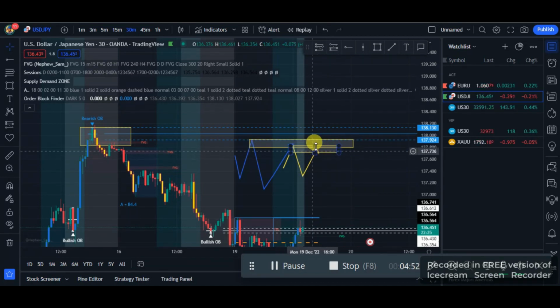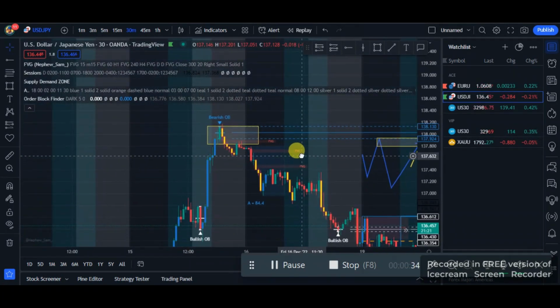Once you see this on the 15-minute time frame, you're going to go down to the 1 minute time frame now to look for another order block. So let me show you guys a real example of what this trade looks like.